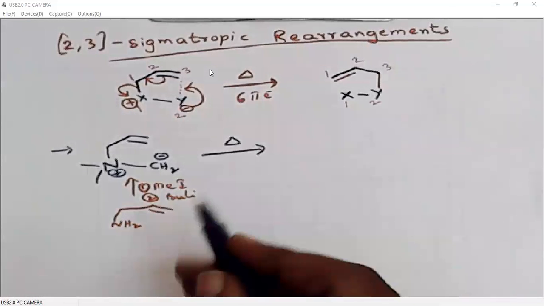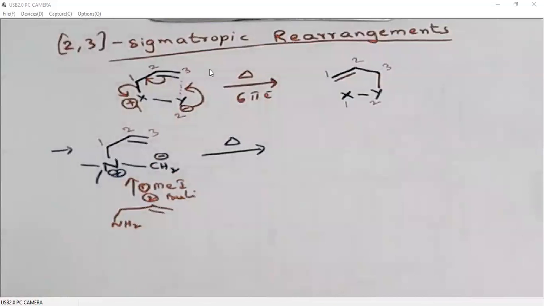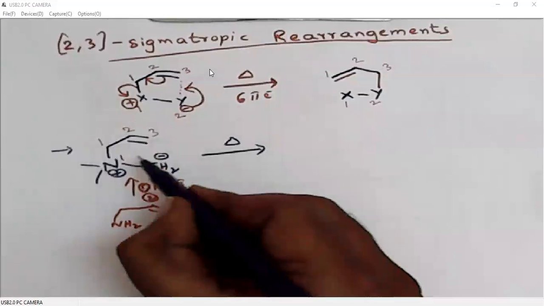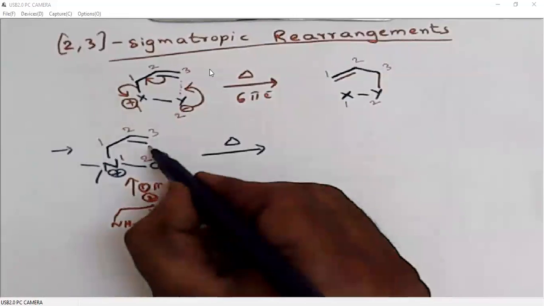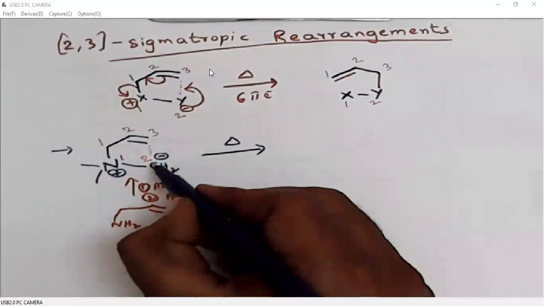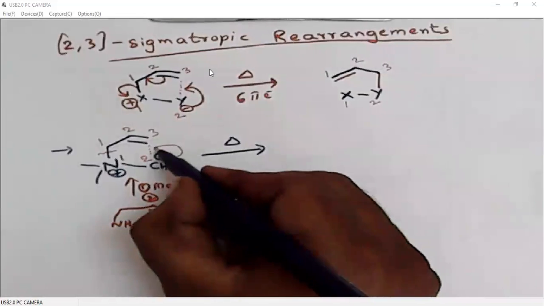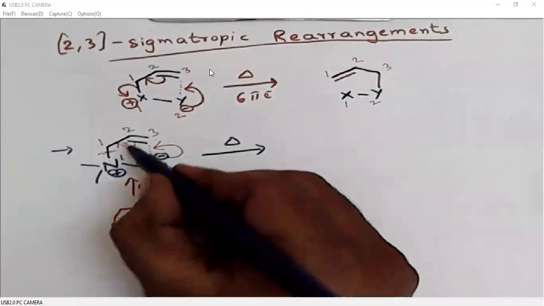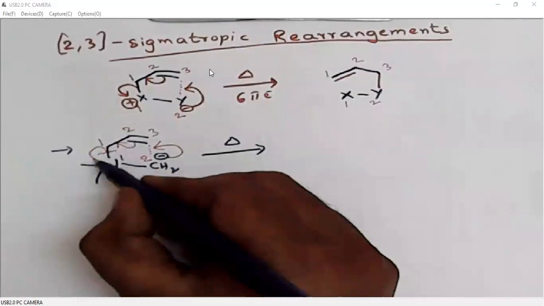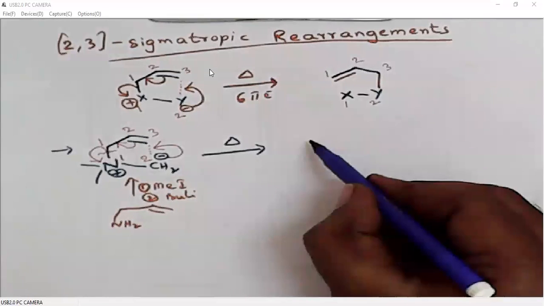Now I will give the numbering 1, 2, 3. So the allylic system is 1, 2, 3. The halide is 1, 2. Now we will form a bond between the 3 and 2 systems. We will break the bond between the 1 and 1 systems. So the negative charge will be polarized to generate the sigma bond. The pi bond will be rearranged, then the sigma bond will be polarized towards nitrogen. So this is the product.